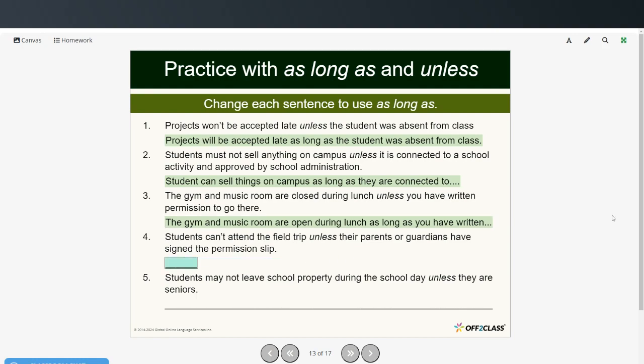Students can't attend the field trip unless their parents or guardians have a signed permission slip. So students can attend the field trip as long as their parents or guardians have a signed permission slip.